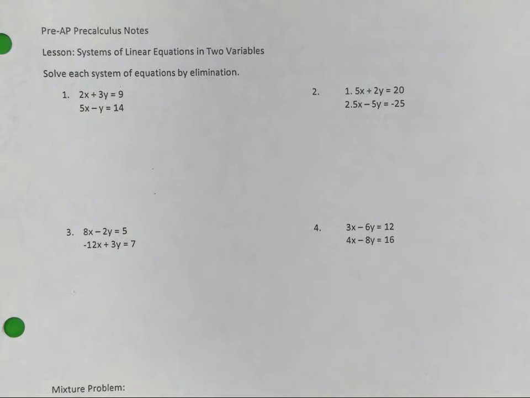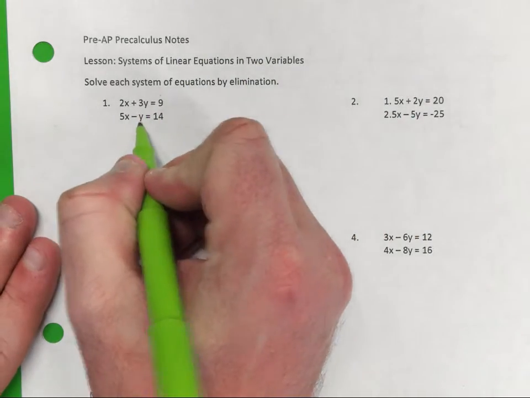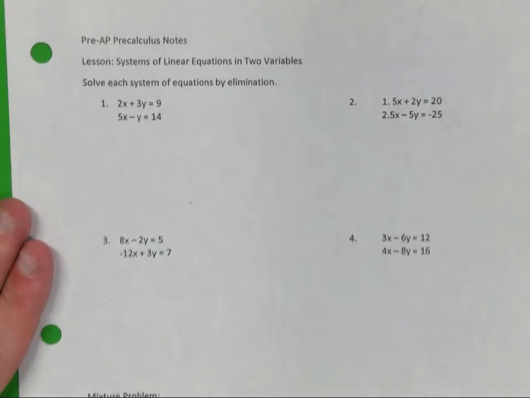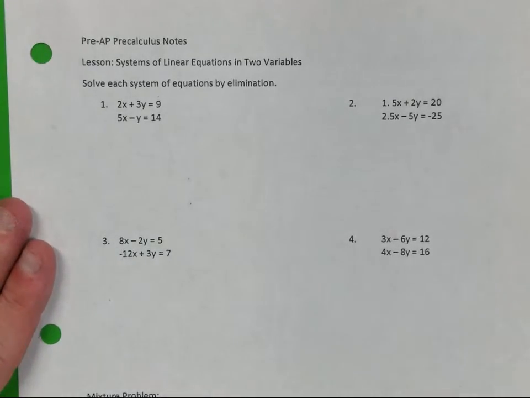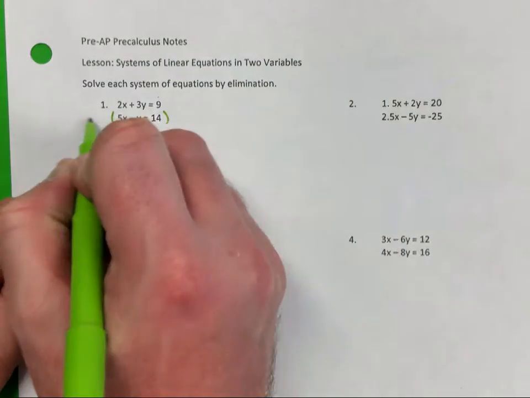So number 1. It doesn't matter which one you want to cancel out. You want to cancel out the x's or the y's first. Which one? Y's. Okay, if I want the y's to cancel out, if this is 3y, what do I need sitting right there? A negative 3y. Well, the negative's already there. I just need to multiply the bottom by what?